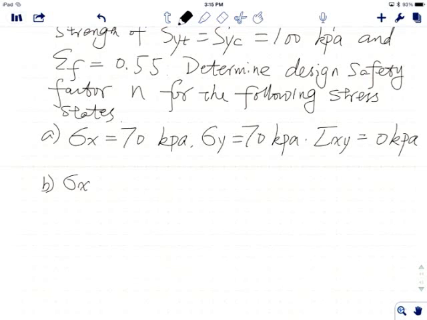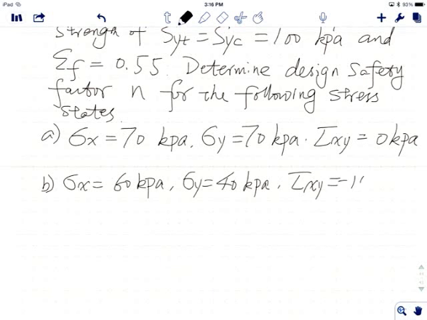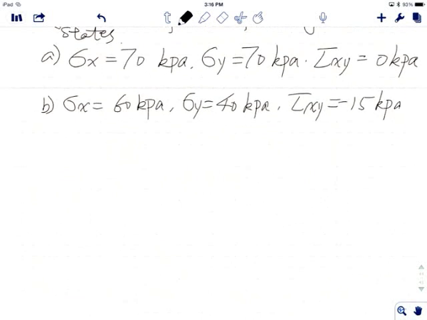All right, so question B. This time your stress in the x direction is 60 kilopascal. In the y direction, it becomes 40 kilopascal. And this time you have a shear, which is negative shear stress, 15 kilopascal. All right, C.